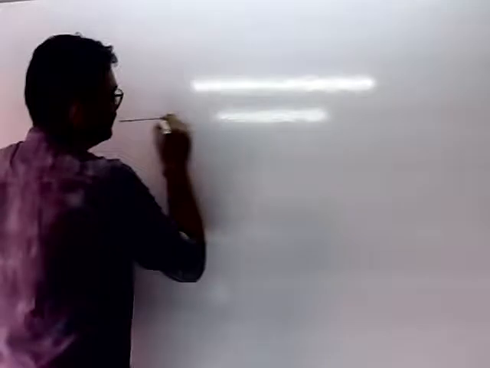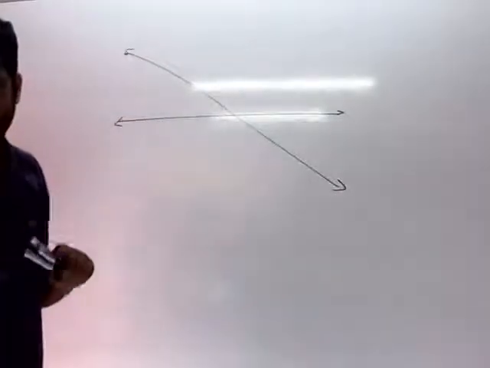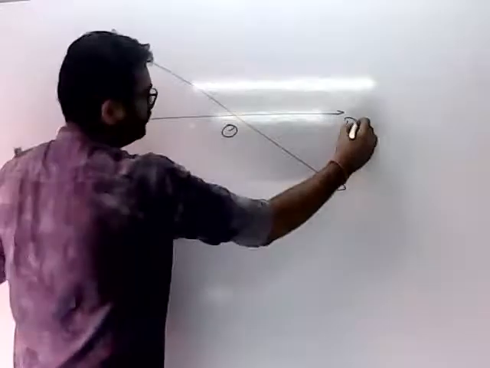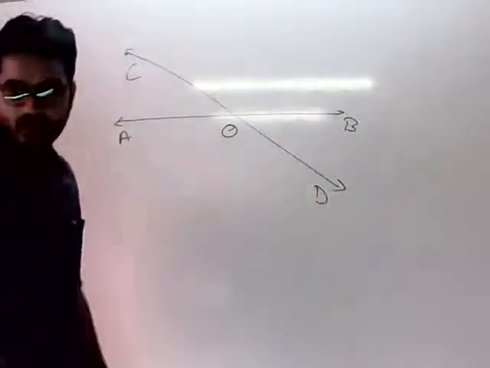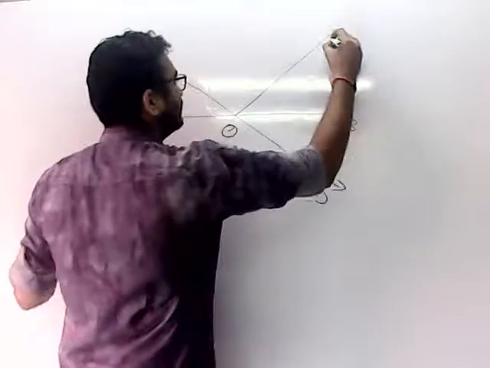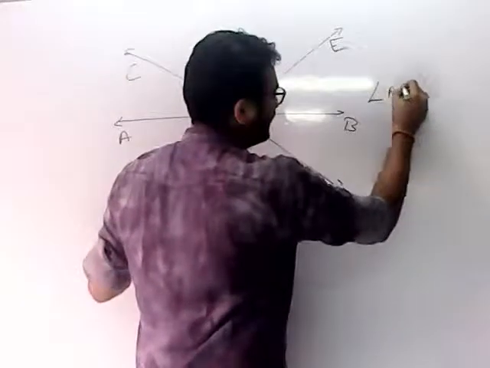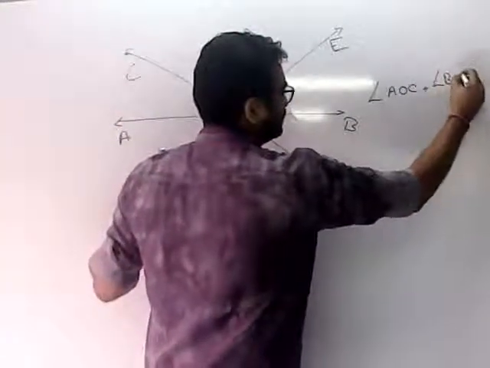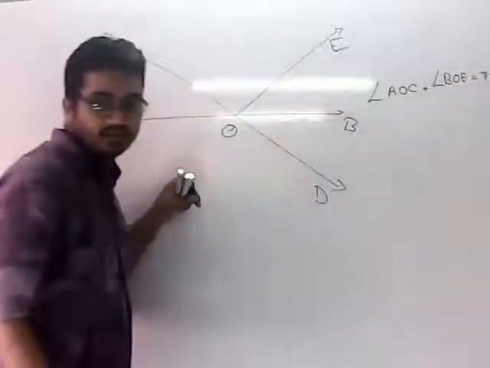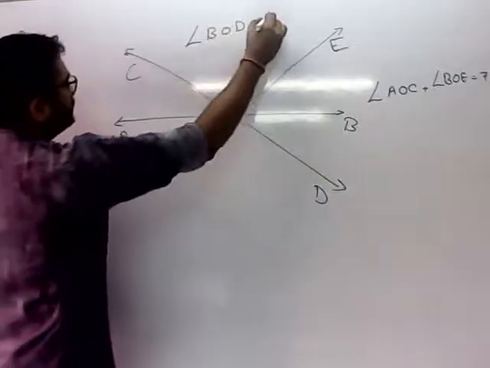Okay, let me draw the figure and then we'll continue solving the sum. This is one line, and this is another line. So these are the two lines. Let me write the names A, O, B, and then C and D, and another ray that is coming out from O, that is E. Okay, and what is given? The given data is angle AOC plus angle BOE is equal to 70 degree. The next one is angle BOD is equal to 40 degree.